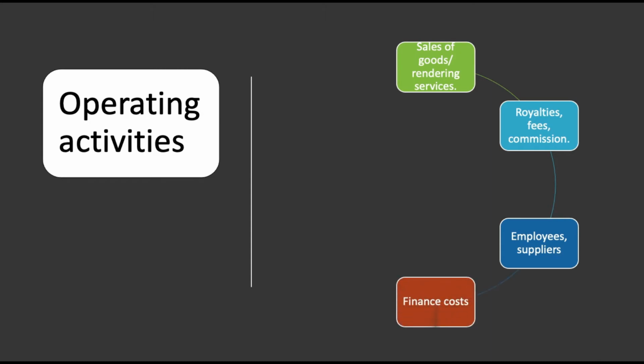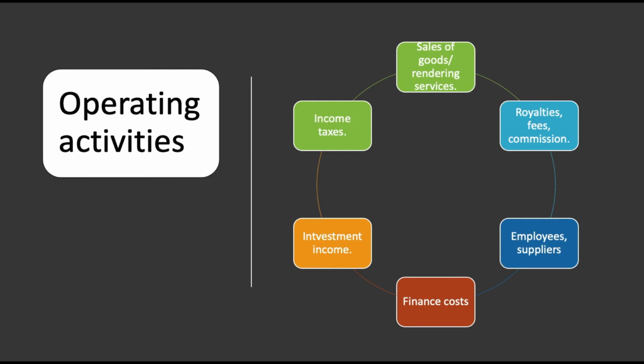We have finance costs as cash out and investment income as cash in, as well as income tax and interest paid, which should be deducted because they are cash out. This is a summary of operating activities. You will understand more in the practical example.